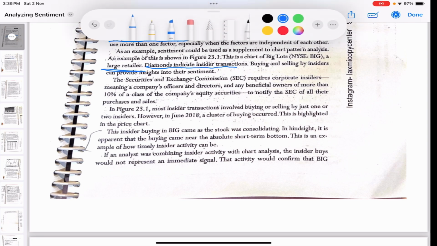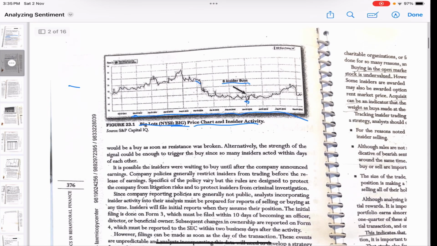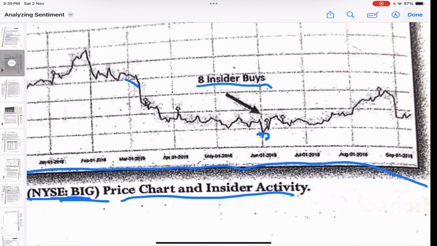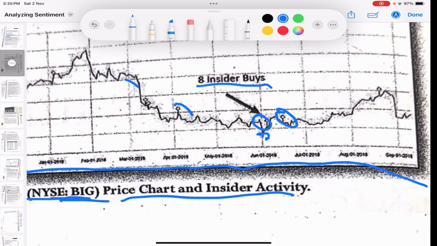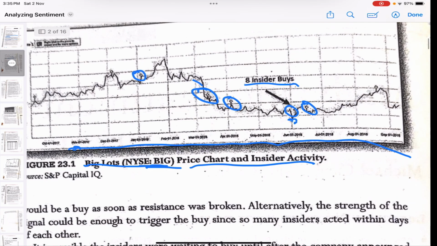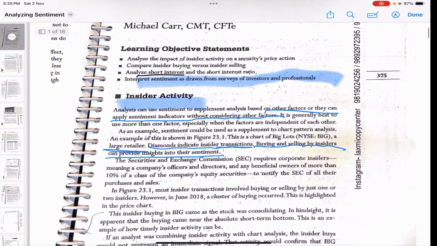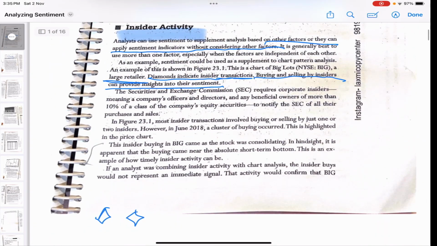Diamonds indicate insider transactions. Buying and selling by insiders can provide insights into their sentiments. So wherever we see these diamond symbols, that shows us that insider activity has taken place. If you're not able to see it, I'll zoom in. You can see that there's a diamond here, here, here, and here as well. These diamonds basically show us that some sort of insider activity has taken place at that particular price level and on that particular date.